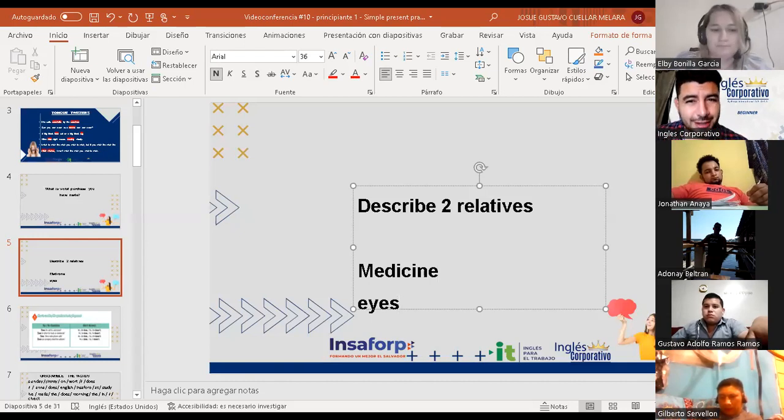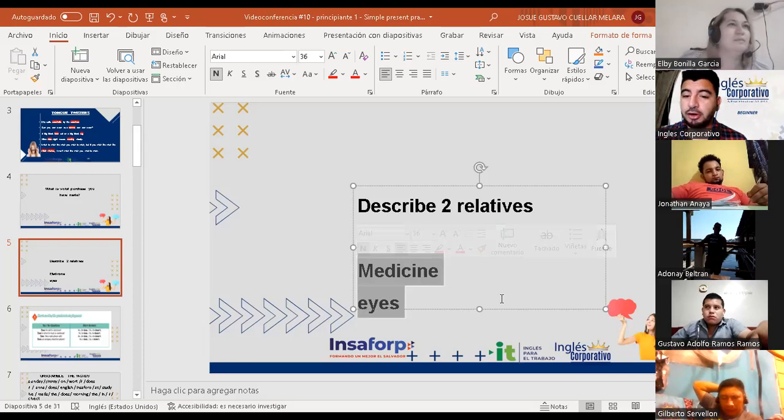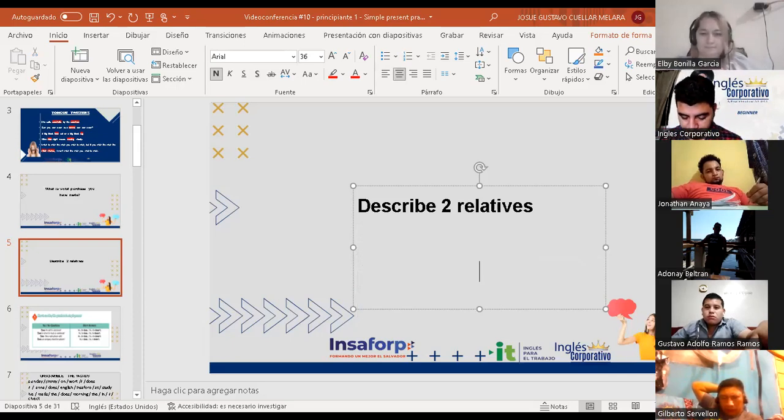Wow, very nice description. I like it. Solo dos palabritas. Medicine. Fácil, medicine. Y la otra es eyes, los ojos. Okay, a very nice description. And that's interesting that your mom has blonde hair. Que tiene cabello rubio, me dices. Well, that's good. Okay, that's nice. Medicine, eyes. Okay, Gilberto, your turn, please.